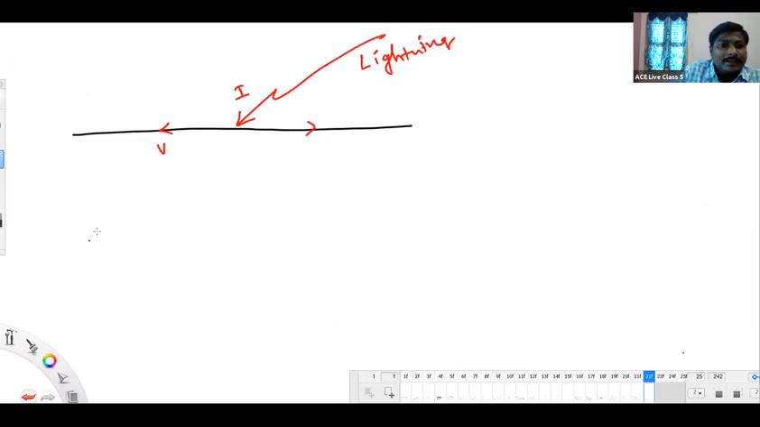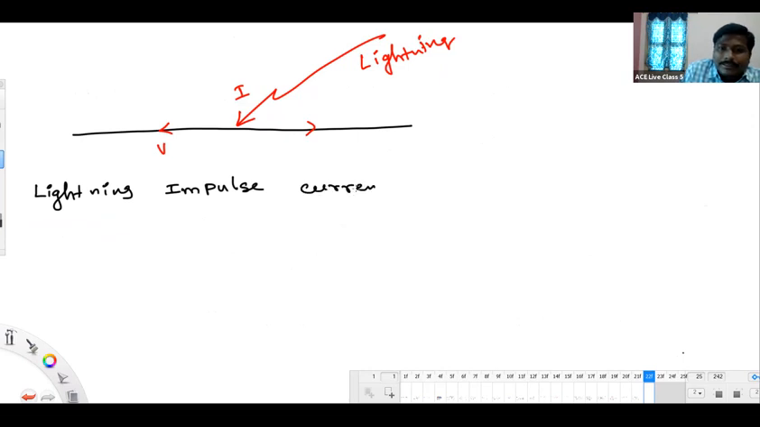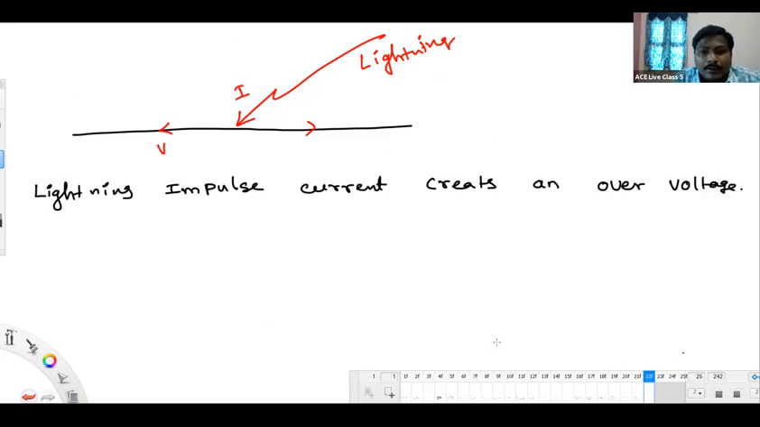Okay, so if you want to write it down: lightning impulse current creates an overvoltage. Okay. Now I will try to show that waveform. See, a live tree, it's a conductor.